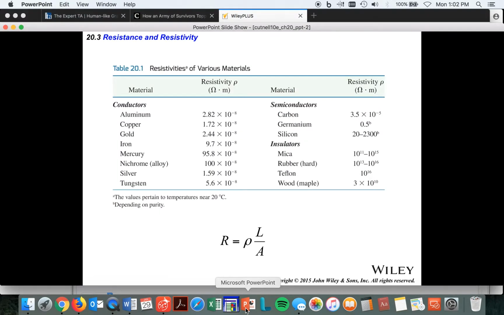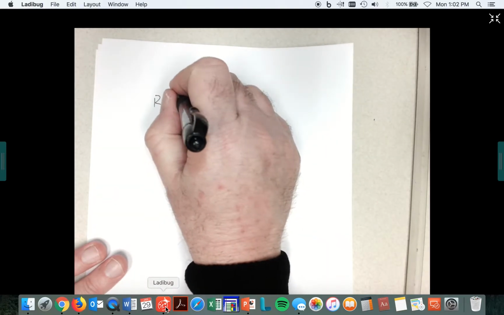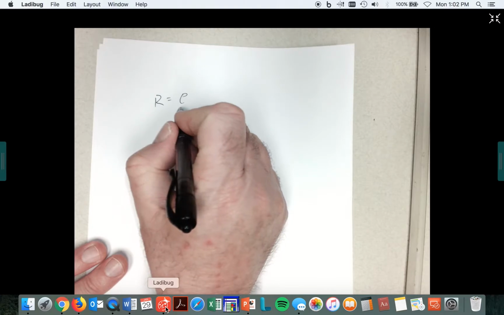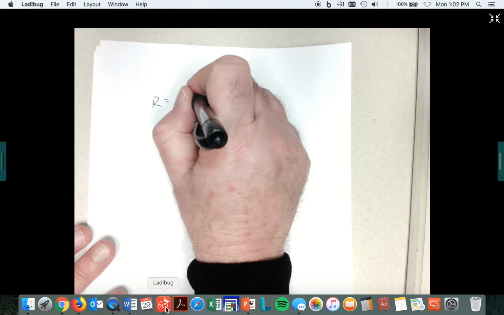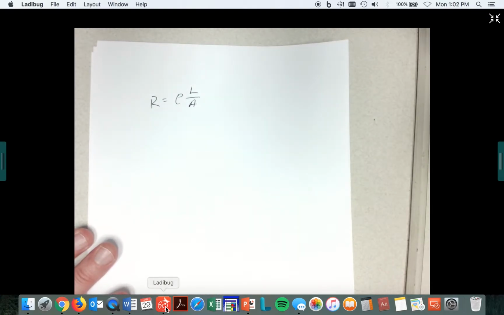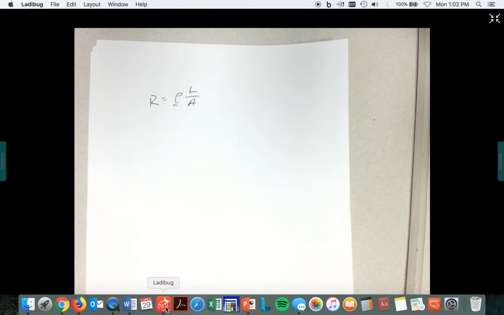But first let's talk about this equation right here. To find the resistance of a certain metal, we need to know its resistivity. Then we take the length divided by the area. So look at these three cases, and let's leave the resistivity constant.